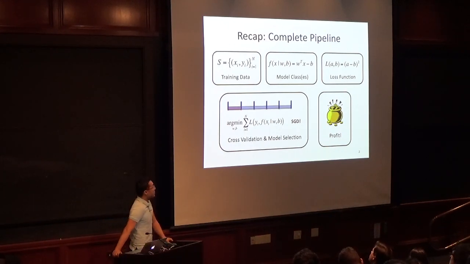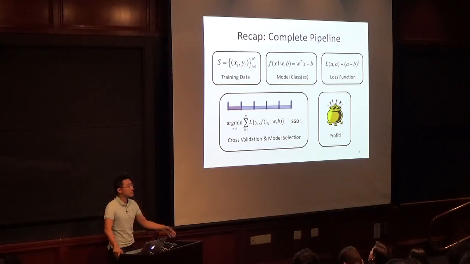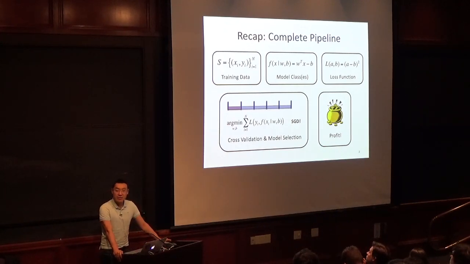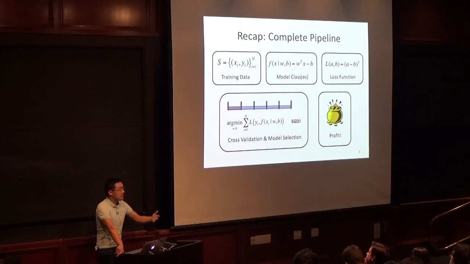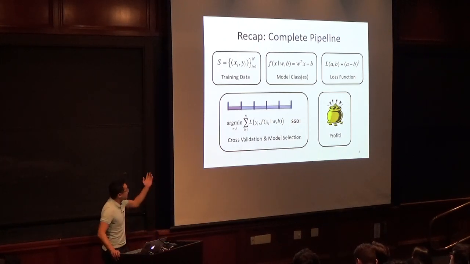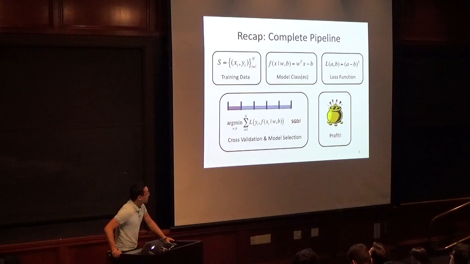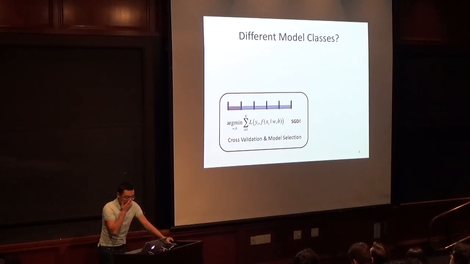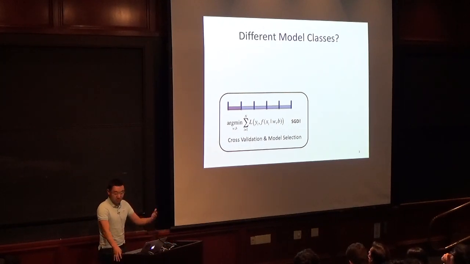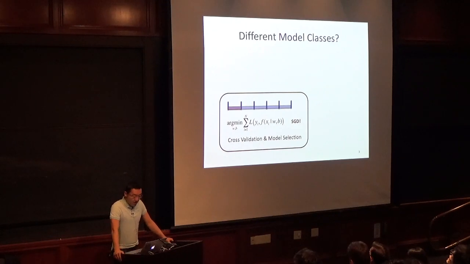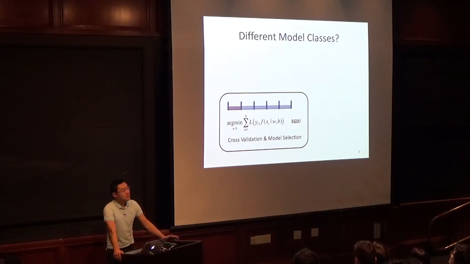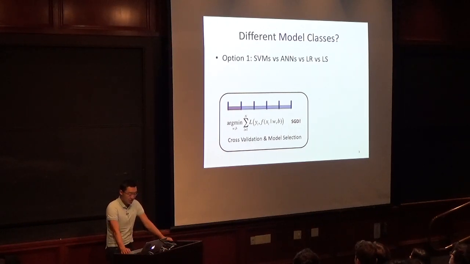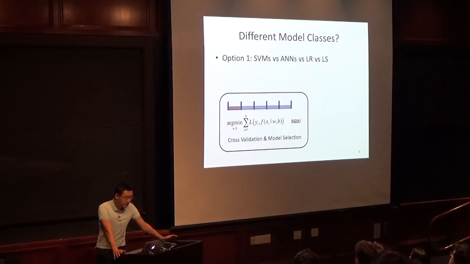And if we have multiple model classes, one way to choose the best model class or to detect if we're overfitting to the training set is to do some sort of validation. In this case, I'm depicting cross-validation. And that's the entire pipeline. Today, we're going to use regularization, and I'll explain what regularization is more concretely later, to think about different choices of model classes and how it relates to overfitting. So, what are the different choices of model classes?